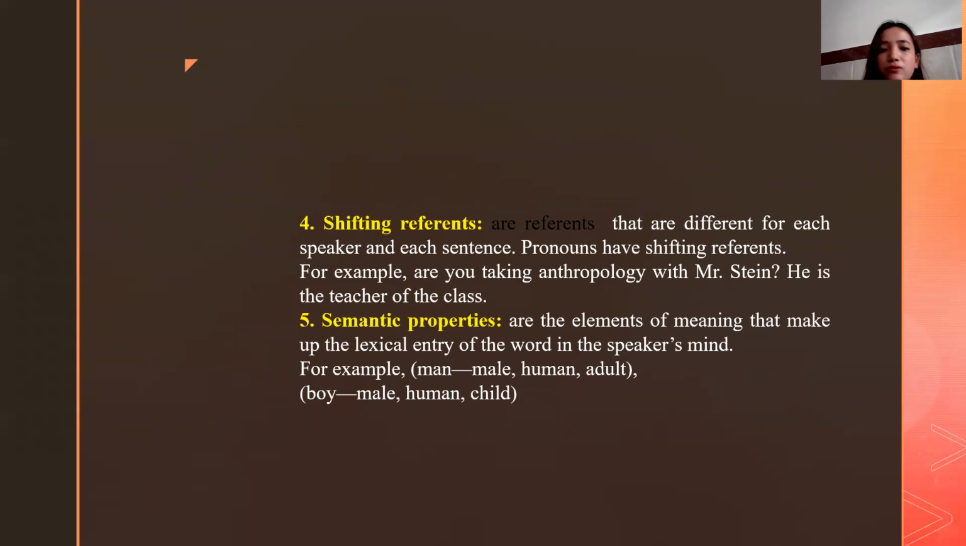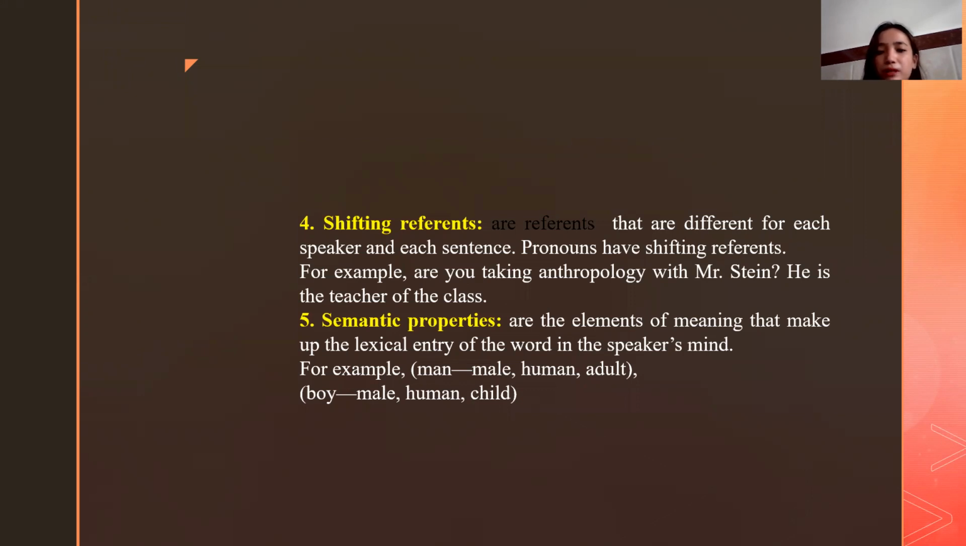Shifting reference. Shifting reference is reference that differs from each speaker and each sentence. Pronouns have shifting reference. For example, "Are you talking morphology with Miss Tan?" or "He is the teacher of the class."